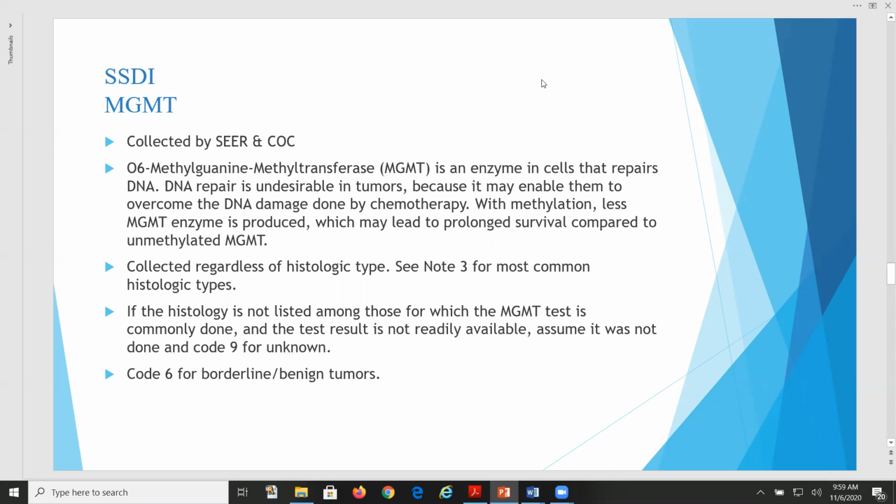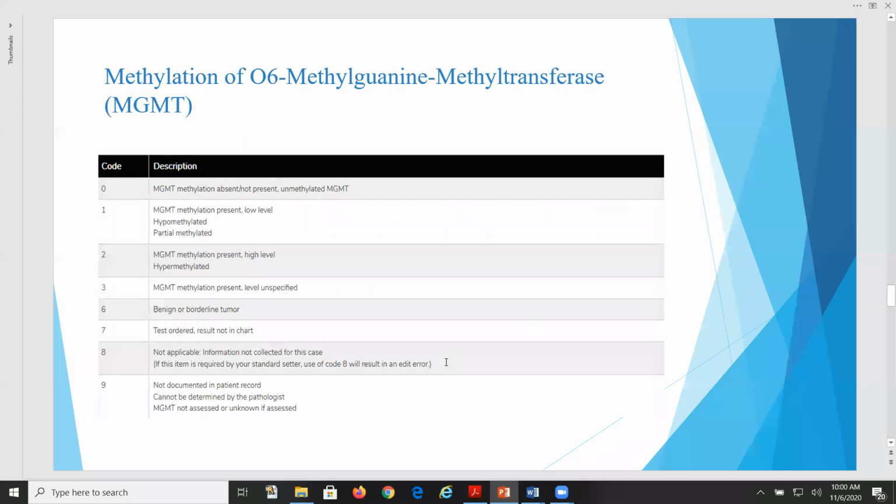unmethylated. You collect this regardless of the histologic type, and see your notes for the most common histologic types. And if your histology is not listed among the common histologies for which the test is done, and the test is not readily available, assume it was not done and code 9 for unknown, and you code 6 for borderline or benign tumors. So here is the table for that.